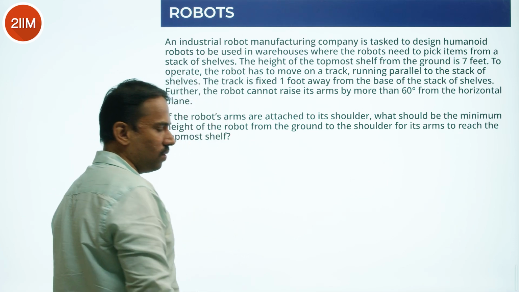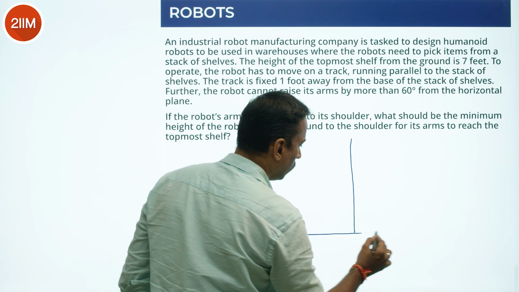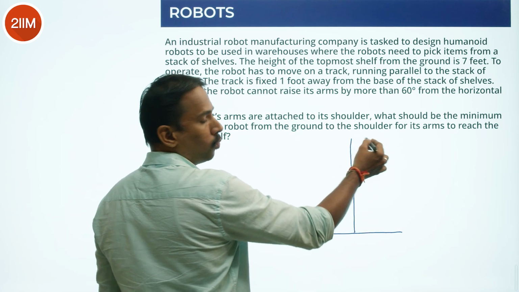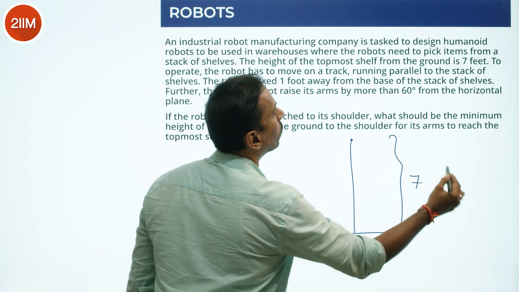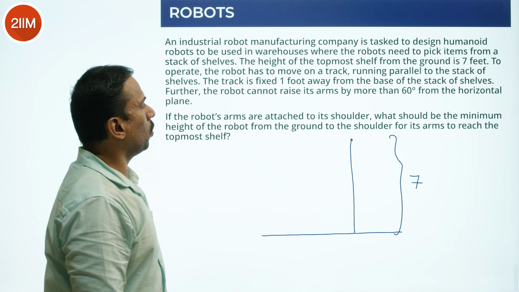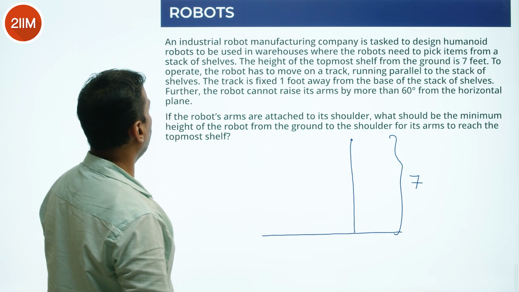Fine, okay, we'll have a diagram kind of setup. So let this be the ground and this be the shelf. The topmost, the height is going to be 7 feet. To operate, the robot has to move on a track running parallel to the stack of shelves.